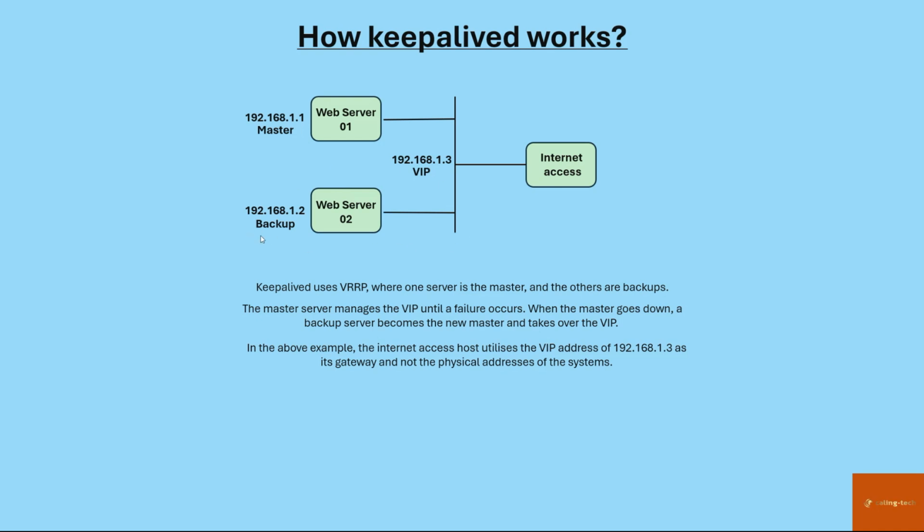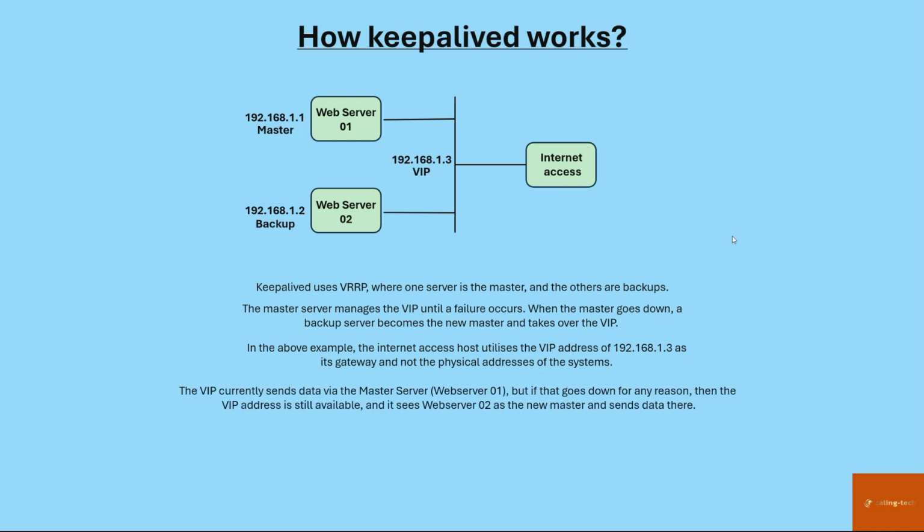Yeah, the backup will still become the master and it will still use this VIP address, but because we're not connecting to the VIP, we're connecting to this physical. Well, that physical isn't available anymore. That's why we connect to the VIP. The VIP is always available. So the VIP currently sends data via the master server, web server 01. But if that goes down for any reason, then the VIP address is still available, as I've just said, and it sees web server 02 as the new master and sends data there.